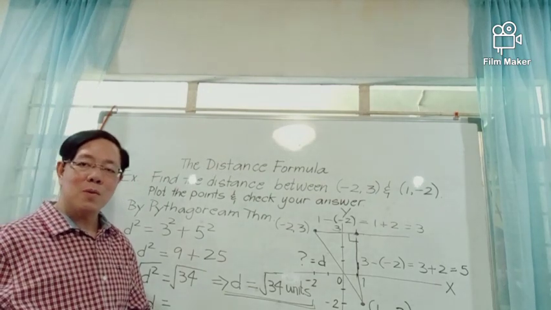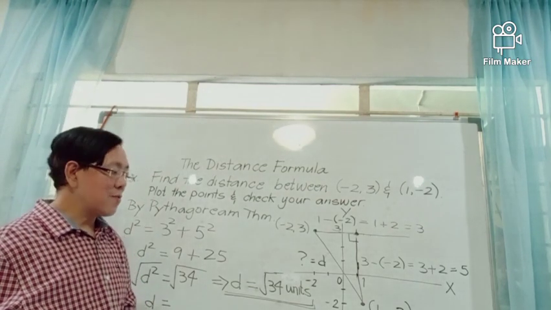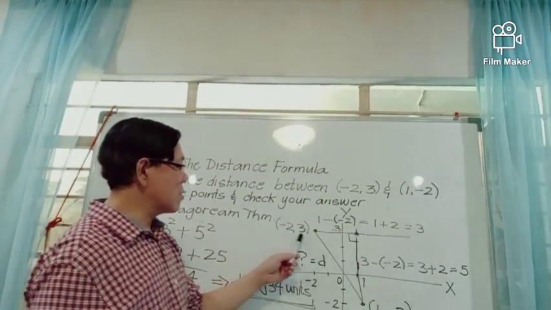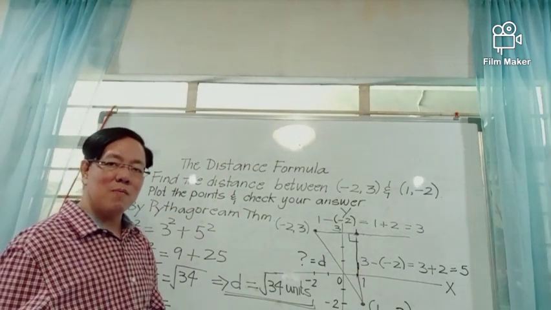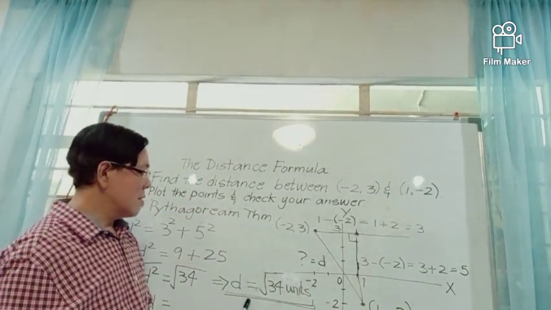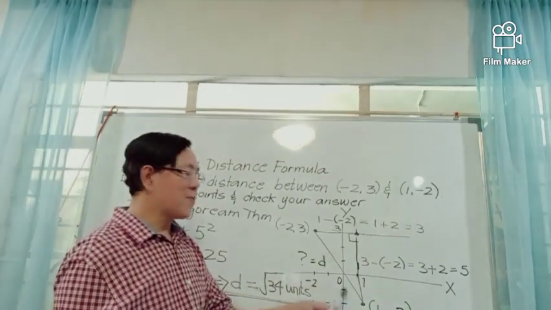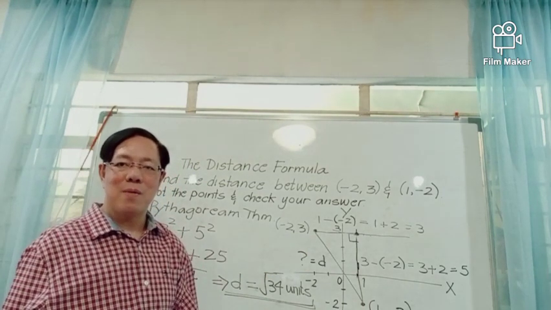So we have shown that the answer we obtained using the distance formula to find the distance between these two given points is correct because we have checked it by calculating the distance between the two given points from the graph and using Pythagorean theorem.